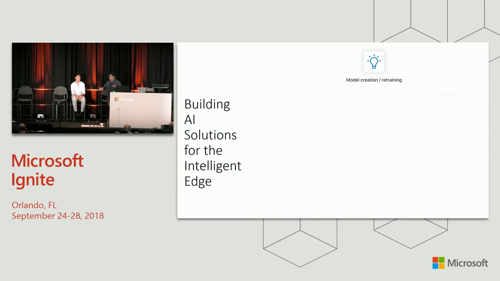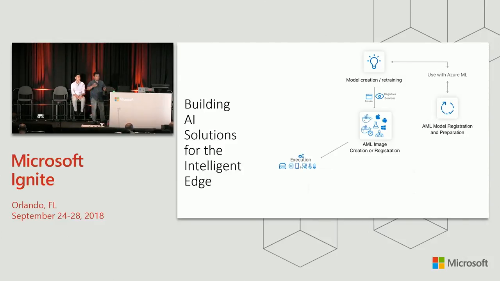So let's go through this in a different way. So you start with a model. You might have created it. It might have come to you from cognitive services. We take that model that you have. We create an image. We deploy it. You can start with a model. You might have trained that model. You prepare and register that model. And you decide how to deploy it, and we'll deploy it.